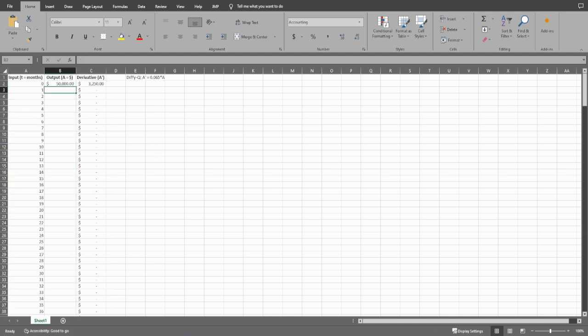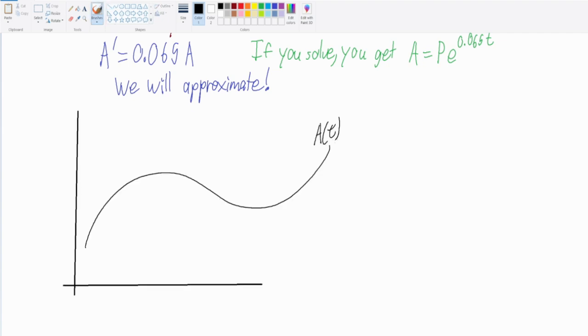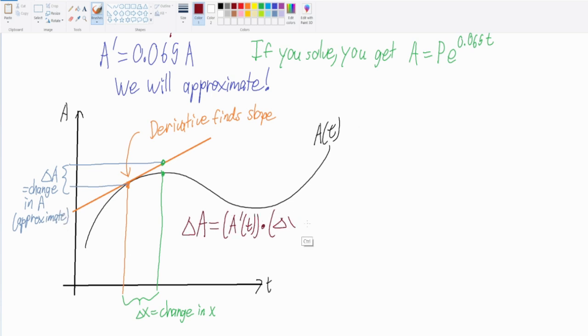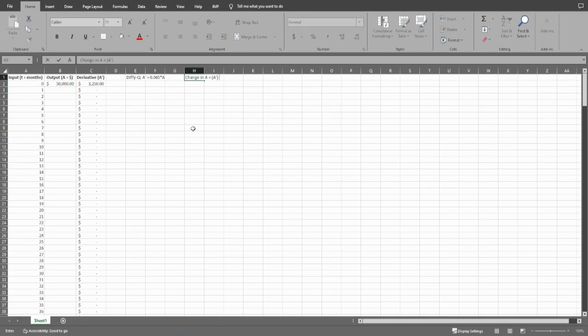Now how do we update our outputs based on this derivative information? Well, let's think back to what a derivative is. Given some input, the derivative will tell you the slope of the tangent line at that point. We don't know exactly what this function is doing, but this tangent line is going to give us a pretty decent approximation. So if we want to figure out how far we need to move along this line, we have change in A is going to equal the slope times the change in the input. And we know what the slope is. That is what the derivative tells us, and the derivative is right there in that third column.